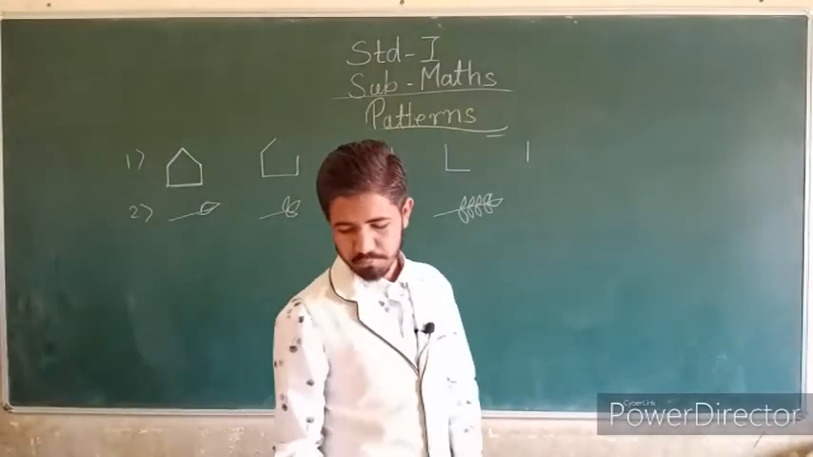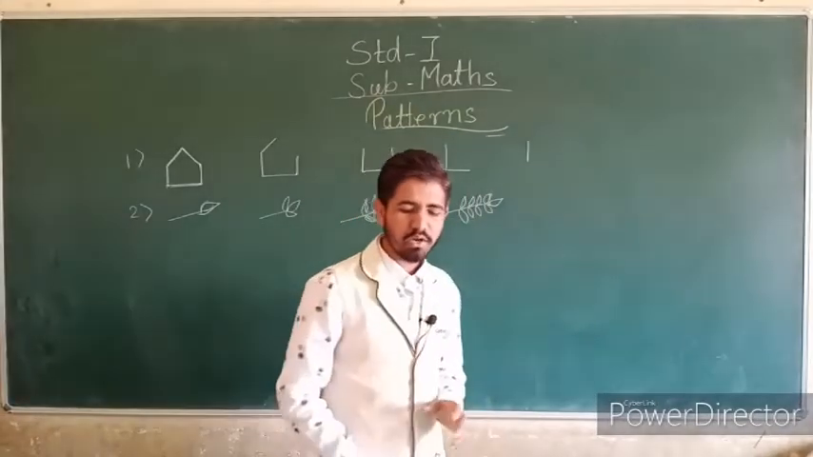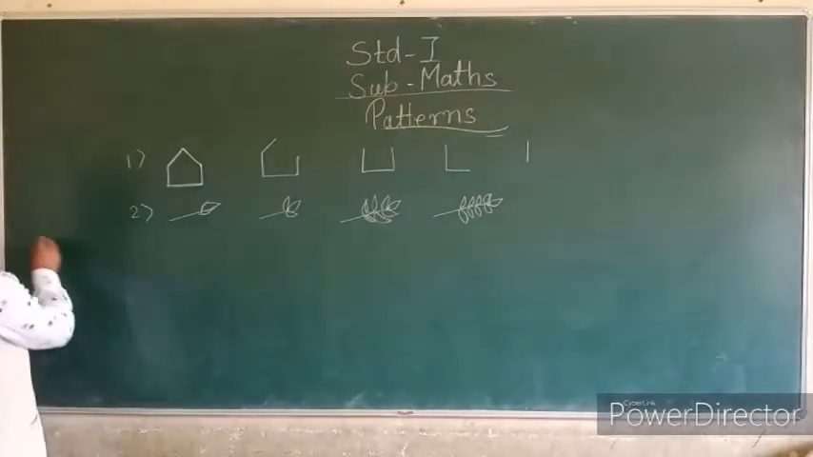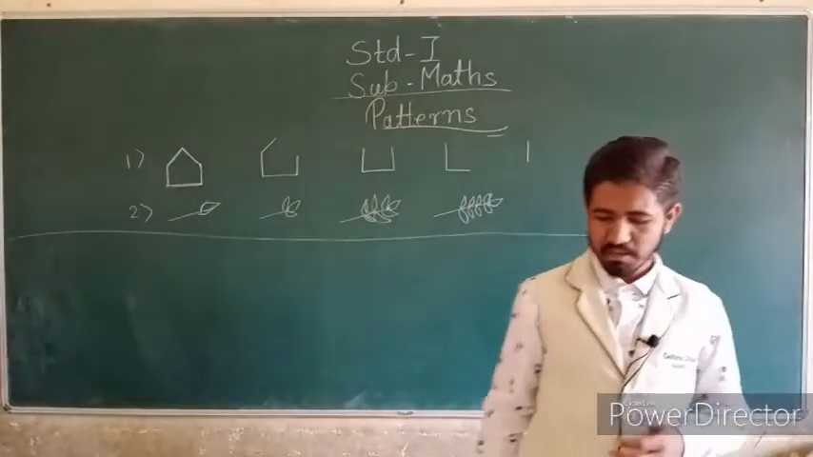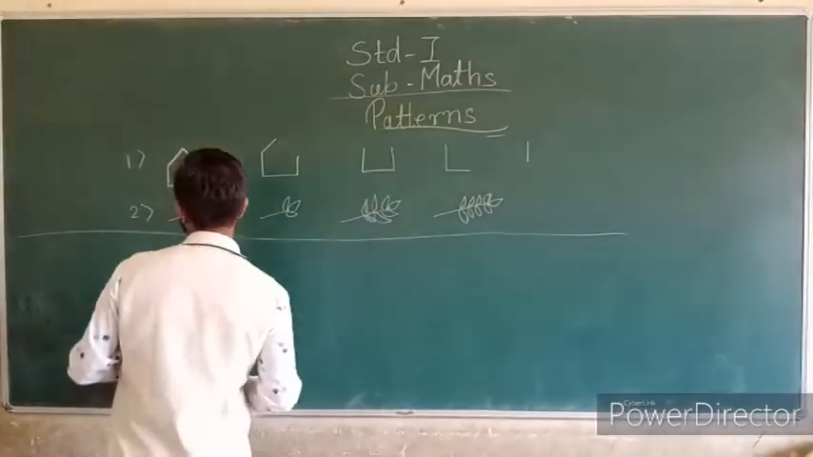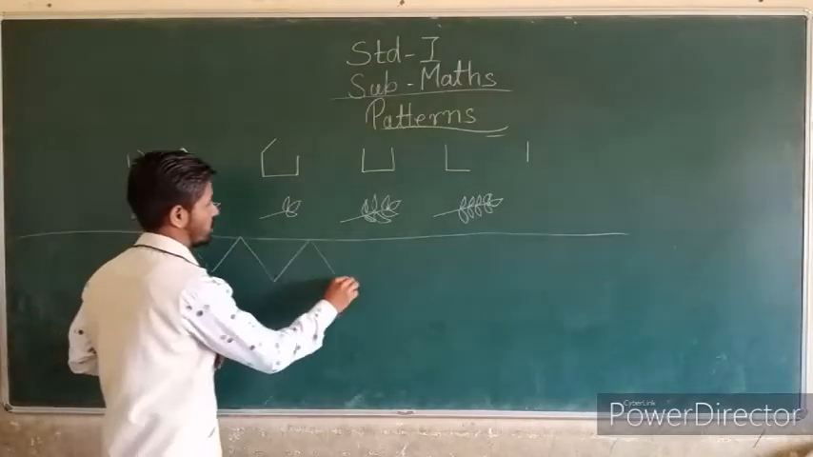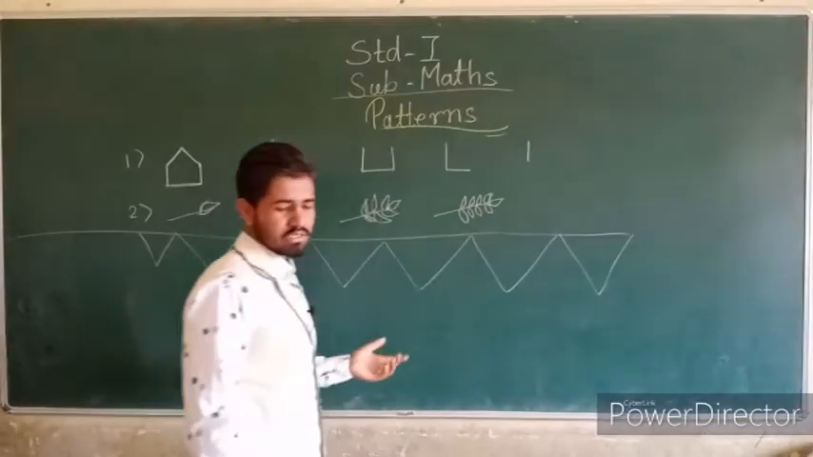Okay, so next example, page number 114. Study the pattern and fill in the missing number. Next we see the missing numbers in the patterns. So what do we have to see here? There are some triangles like this: 1, 2, 3, 4, 5, 6, and 7. And here are some missing numbers.